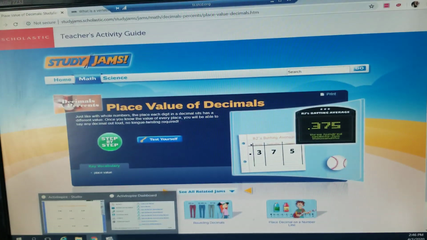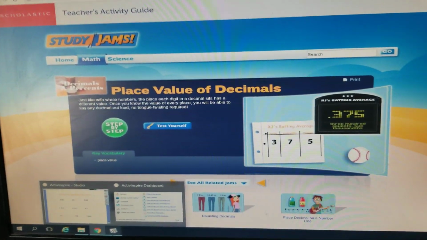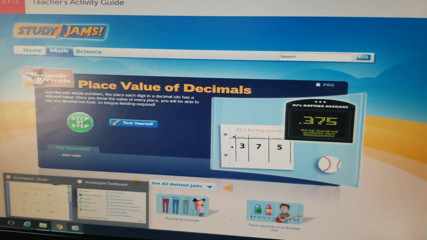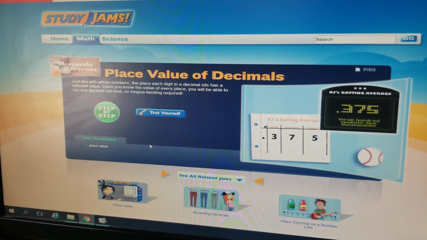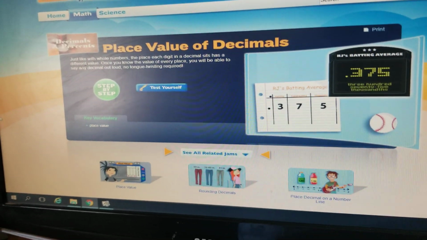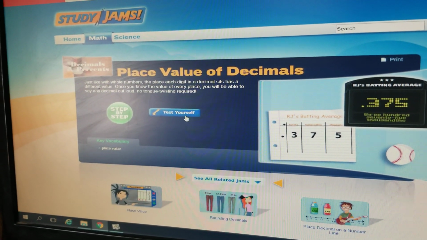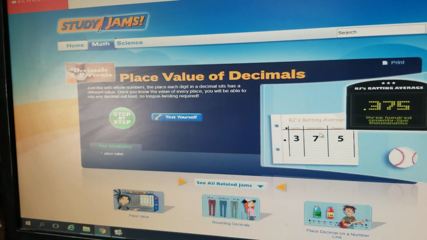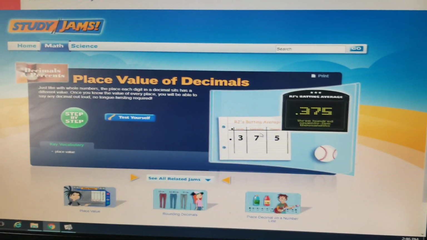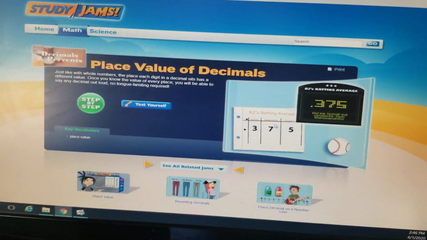Or say this is Study Jams. It's called Place Value of Decimals. When you watch the video, you're going to hit step by step. You're going to hit that first. You're going to watch the video and then you're going to test yourself. So you can play around with these activities too if you don't want to do the worksheet, or if you don't have ink or you don't want to do that.